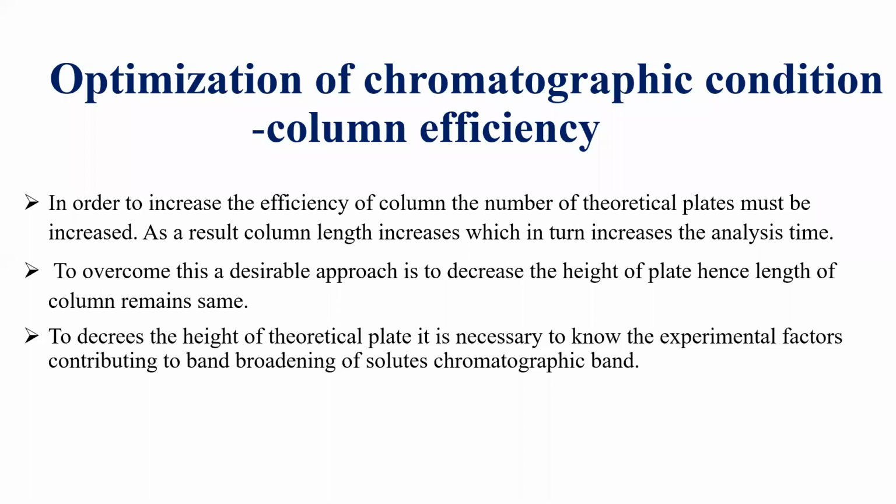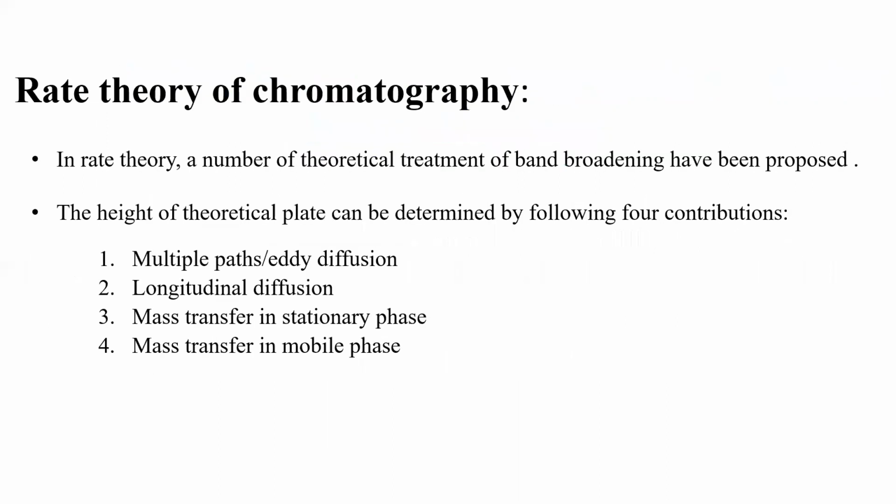To overcome this problem, we have to decrease the height of the plate so that we can increase the number of plates without increasing the column length. So to decrease the height of the theoretical plate, we should know some experimental factors that contribute to band broadening. The rate theory mainly describes how we can decrease the height of the theoretical plate so that band broadening does not affect the efficiency of the column.